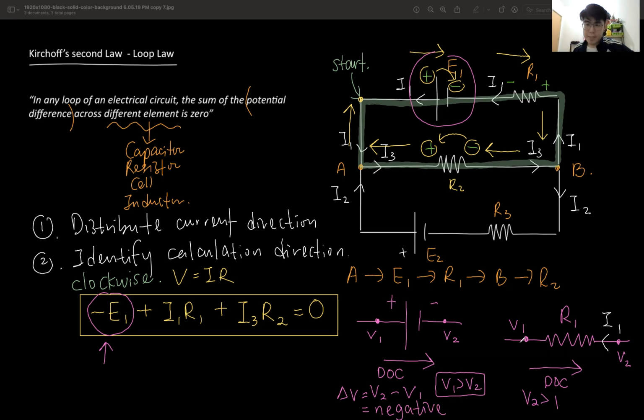Okay, now the resistor one, V2 is bigger than V1. So if I take V2 minus V1, I will get a positive value. So it's a positive potential difference. So what do I write here? It's a positive potential difference, so I write it positive I1 R1.